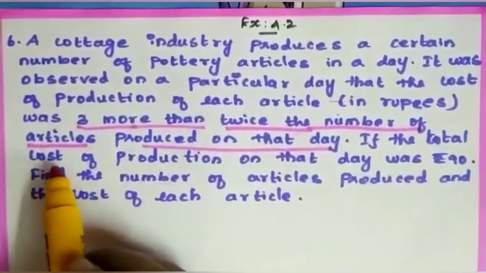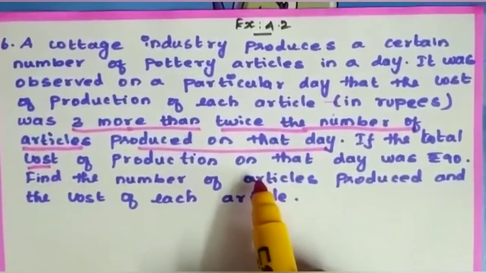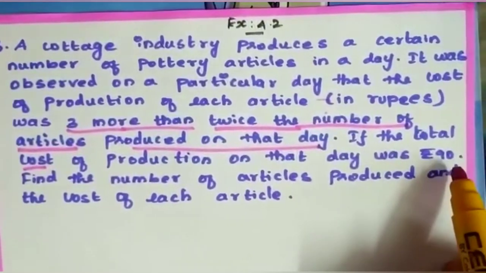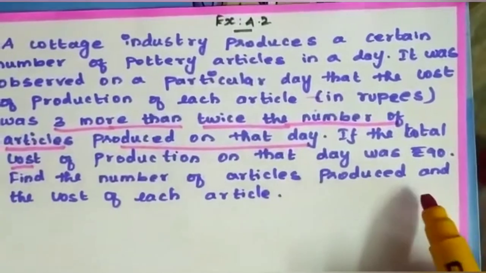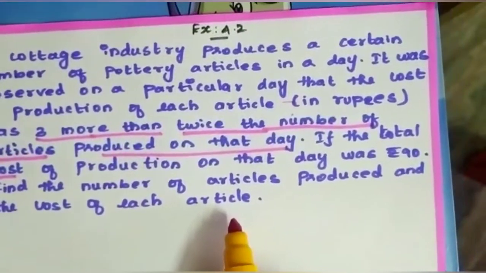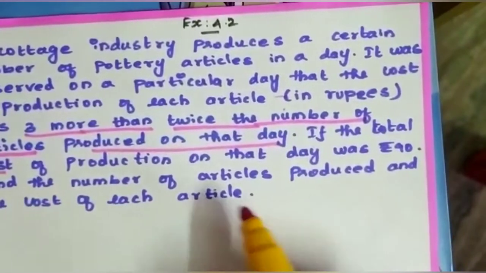If the total cost of the production on that day was 90. The total cost is 90. Find the number of articles produced and the cost of each article also you have to find.